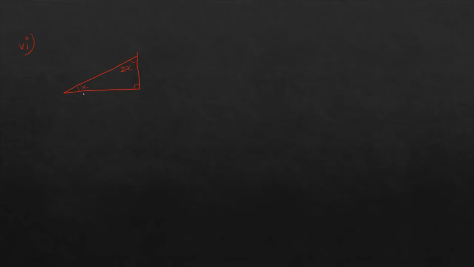Here, angle x, angle 2x, and this one is 90. So we know that one angle is 90 and we have to add this to 2x plus x, which is equal to 180 degrees. How? This one was 90 degrees, this is 2x and this is x. So we are going to add all three angles and that will be equal to 180 degrees. How? Because of the angle sum property of a triangle. Now 2x plus x is equal to 3x, which is equal to 180 minus 90.